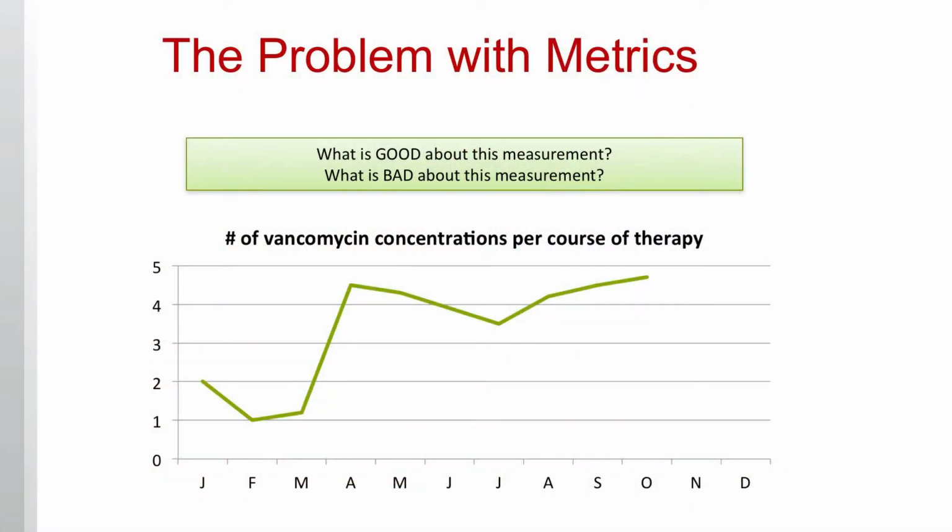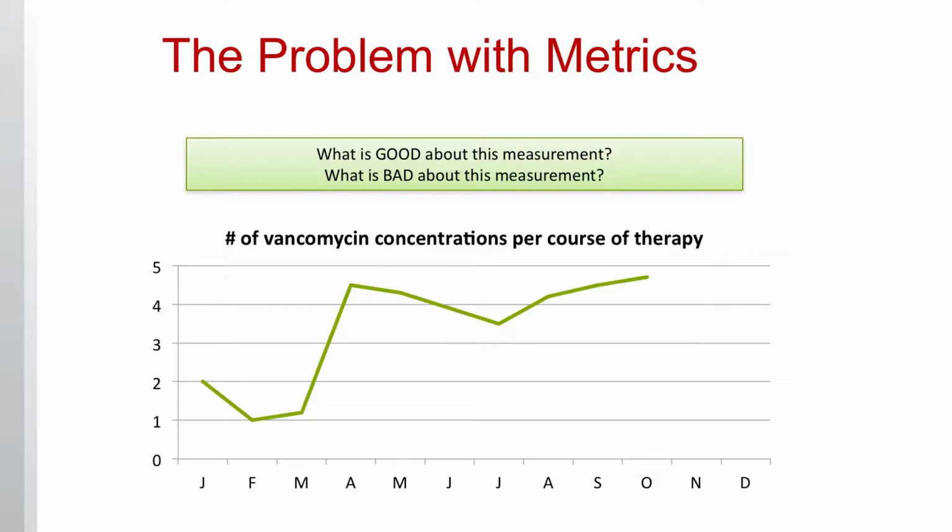You know, what are the problems with metrics? So look at this slide and the number of vancomycin concentrations taken per course of therapy. So think about or discuss what's good about this and what's bad about this. So we've got some month-to-month counts of how many levels per course of therapy. The good part is these are usually pretty easy to obtain. Like, you can run a report. That's half the battle, is finding something that you can measure and get a report of and track from month to month. The problem with this is it's really not standardized.